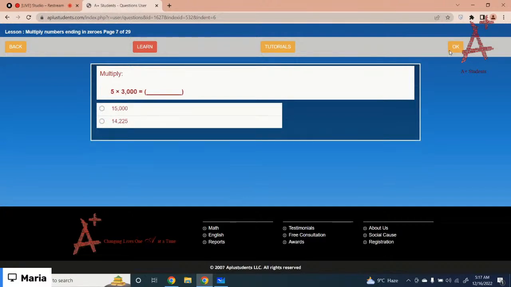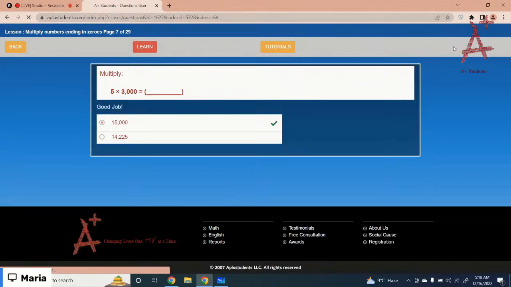Okay, 3000 times 5 is, 5 times 3 is 15. So add the zeros at the end, so it makes 15,000. Got it? The first option is the correct one. Just select the correct option, then click on the OK button.